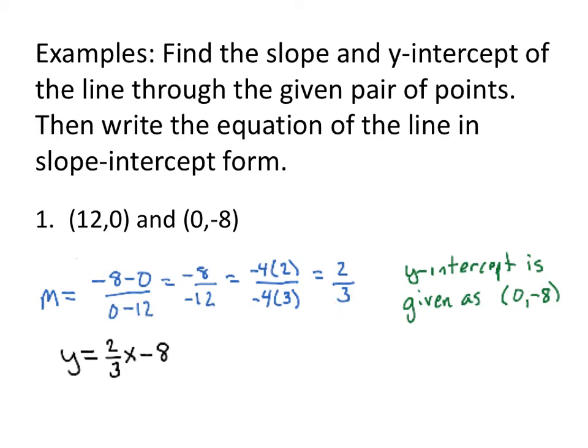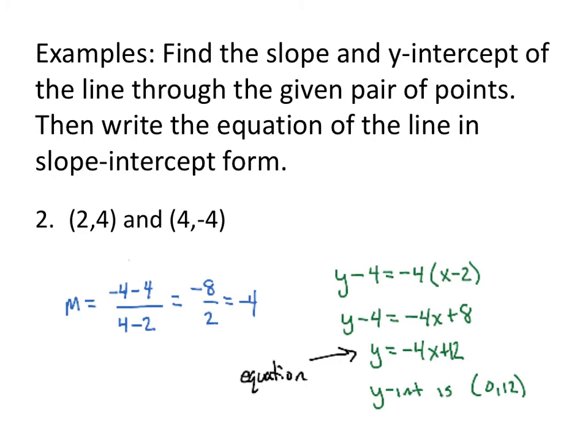In this particular problem, our y-intercept was given to us. 0, negative 8. Anytime the x value is 0, this is a y-intercept given to us, 0, negative 8, and so I can write the equation of the line. y equals m, 2/3, x minus 8. So mx plus b. In this case, my b is negative, so I'll use mx minus 8.